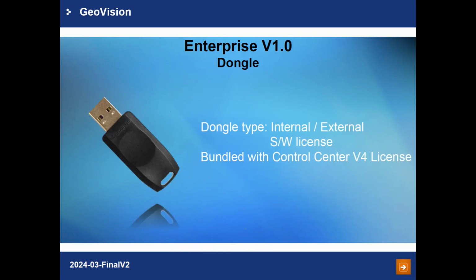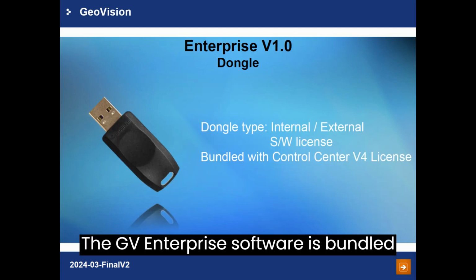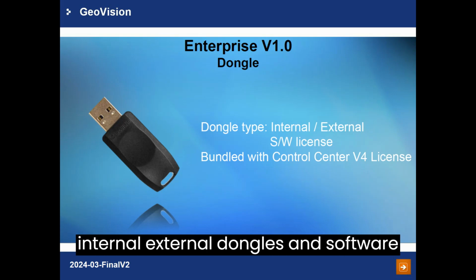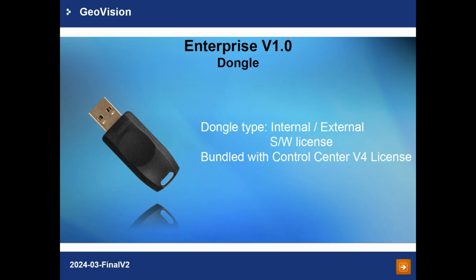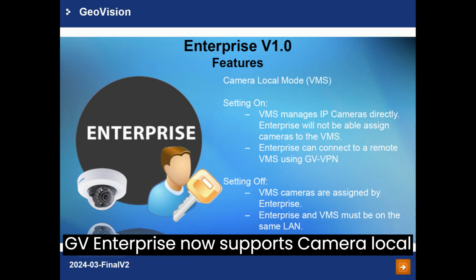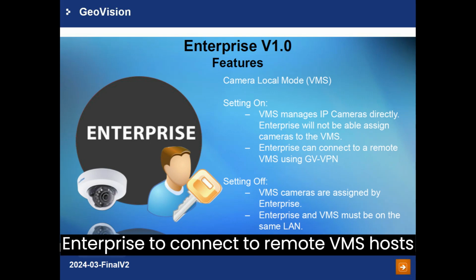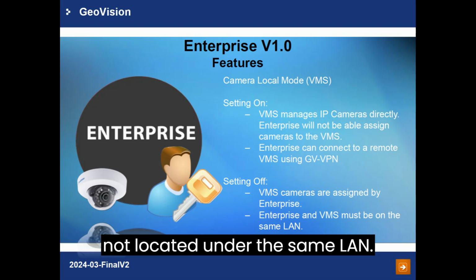Enterprise. The Geovision Enterprise software is bundled with Control Center v4 and supports internal, external dongles and software licensing. Geovision Enterprise now supports camera local mode for VMS hosts, which enables Enterprise to connect to remote VMS hosts not located under the same LAN.